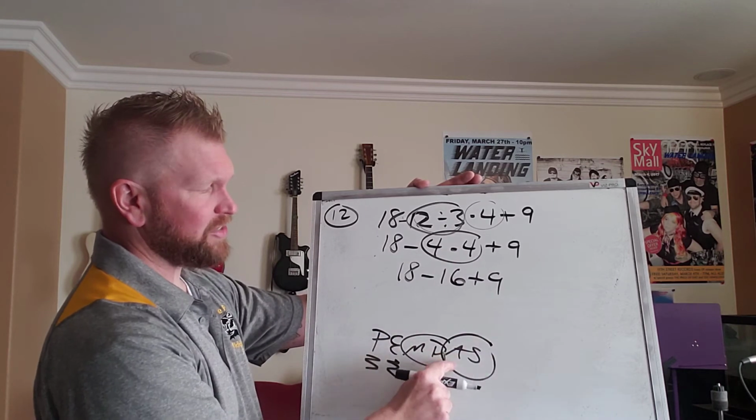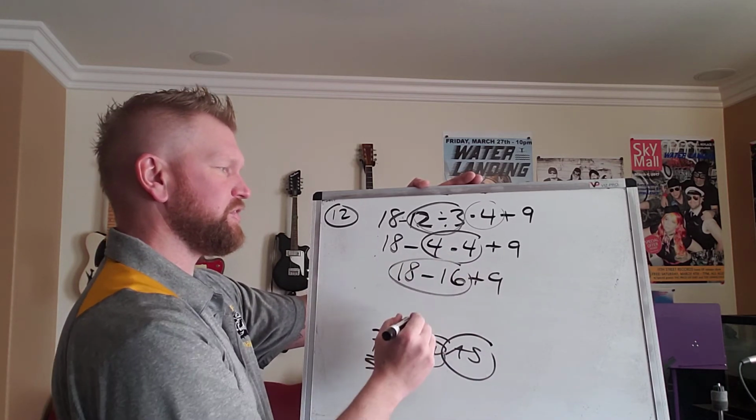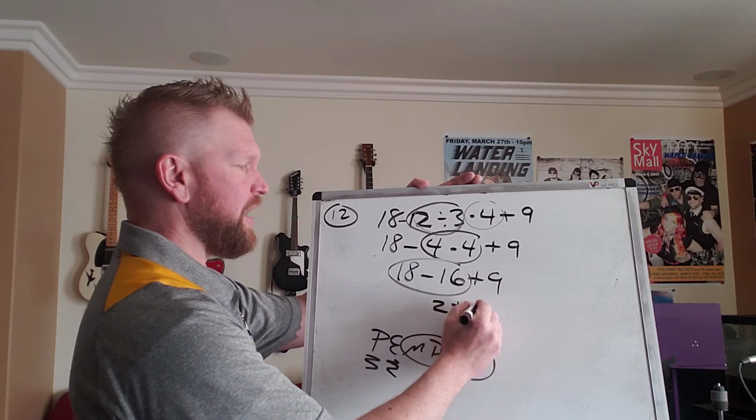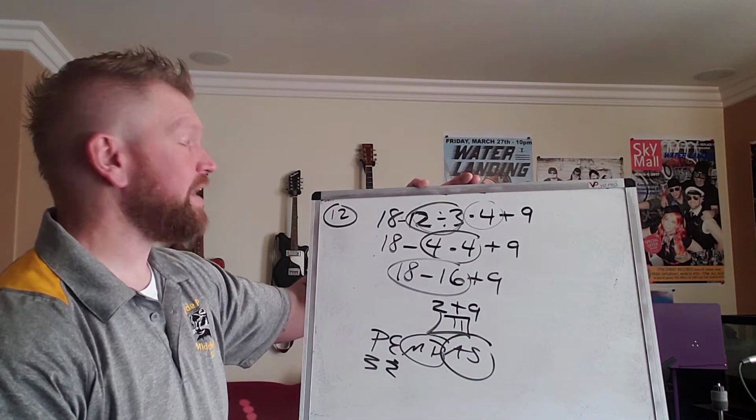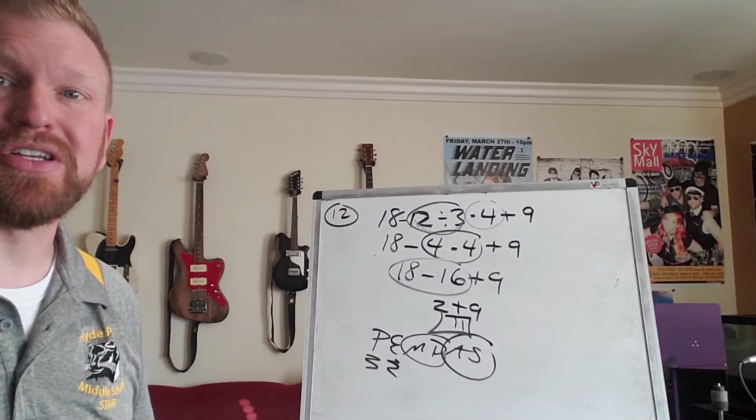Now add and subtract, go left to right. So we're going to do this first. That gives us 2. Then we'll add the 9, and that's 11, and 11 is our final answer for that one. All right, that was question number 12, order of operations.